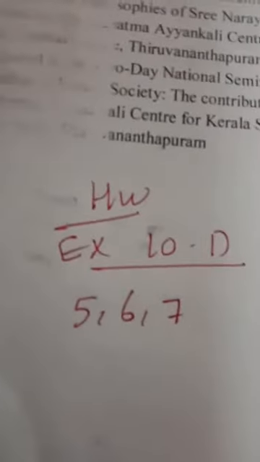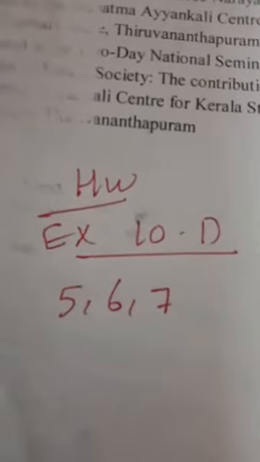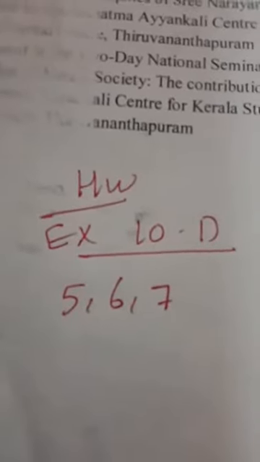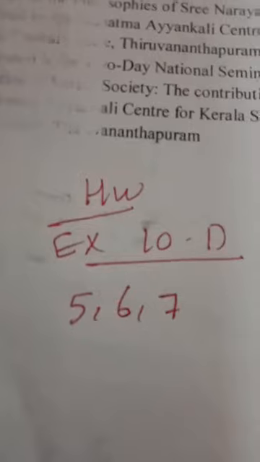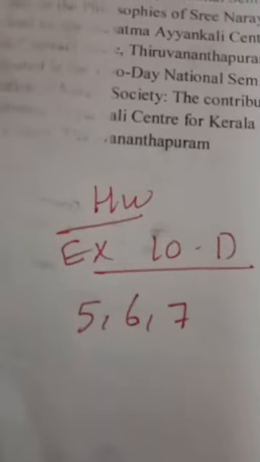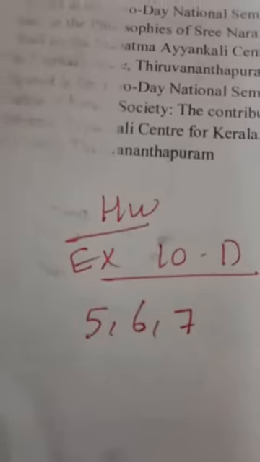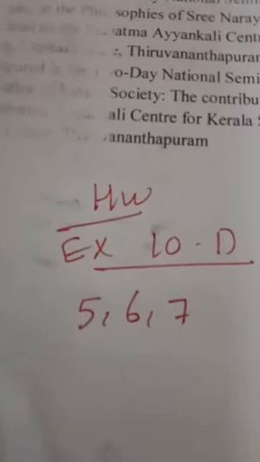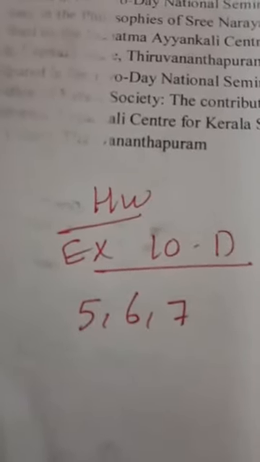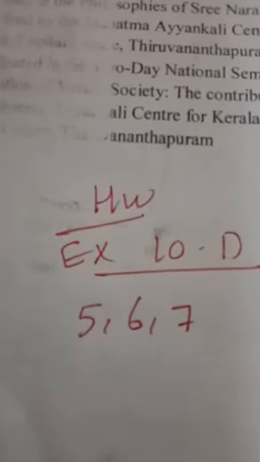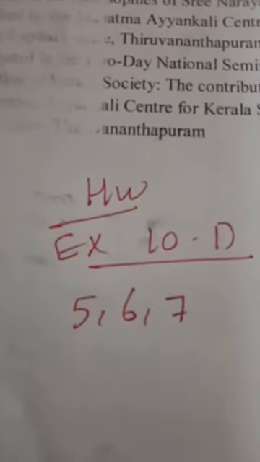Now mark the homework. Exercise 10D, 5, 6, 7. 5, 6, 7 same way you can do, but read the question if they are asking more men or not. If they are not asking more men, then you can do directly. You can find the answer directly with the arrow method. No need to subtract and all. Okay. 5, 6 and 7.